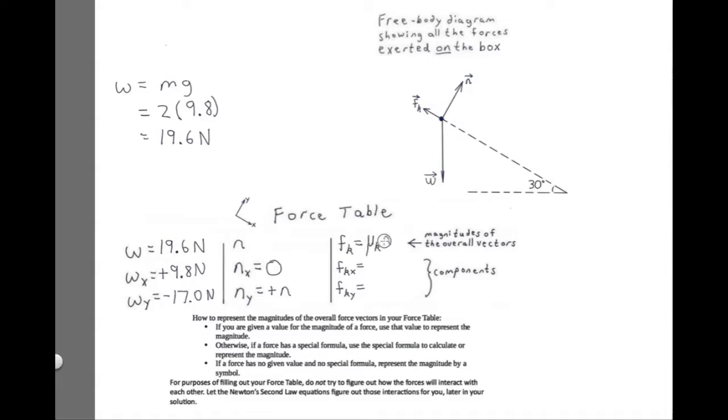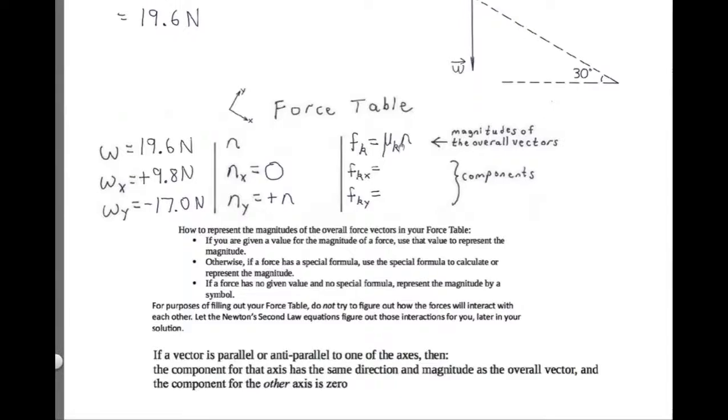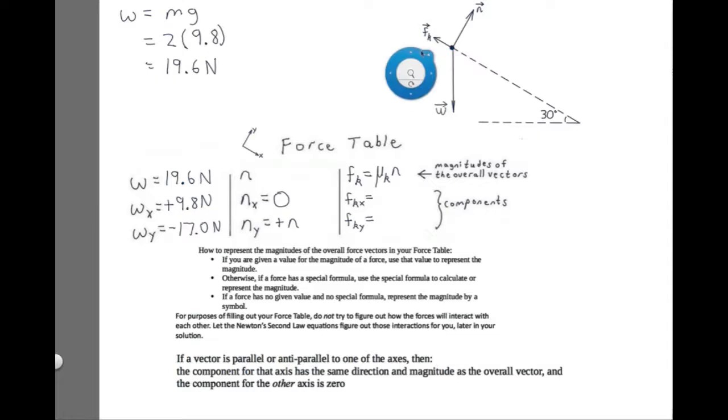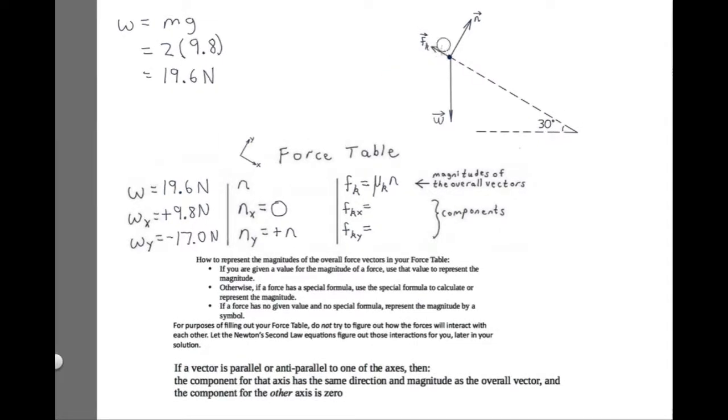Now, if all we have is this algebraic expression, is that going to prevent us from breaking this force into components? No, we can still quite easily break this force into components. So let's go through the steps for that. Notice in our free body diagram that we can see that the kinetic friction is pointing anti-parallel to the x-axis. The kinetic friction is pointing opposite to the positive x-axis, and that's a situation where we can apply this rule. Because the force is anti-parallel to the x-axis, that tells us that the x component should have the same direction and magnitude as the overall vector.